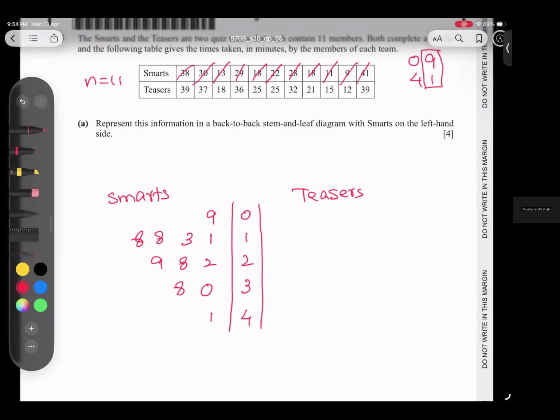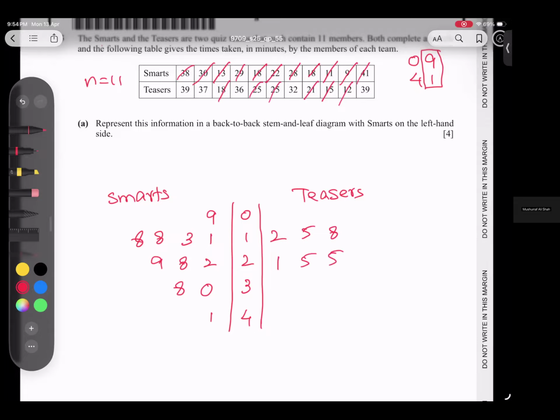And now let's talk about the lower branch, lower value. So the smallest is 12. I'm writing 2 here. Then we have a 15, then I'm writing 5. After that, 18, then 8. And then I talk about 21, I got a 1. Then 25, 25 two times, 5, 5.